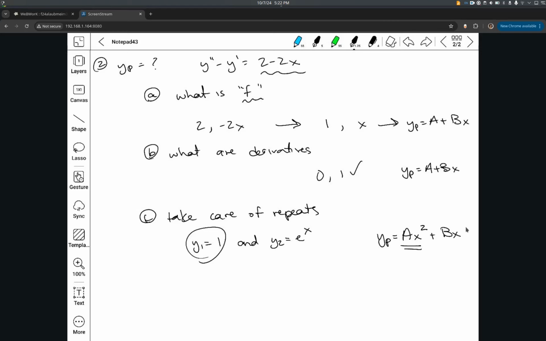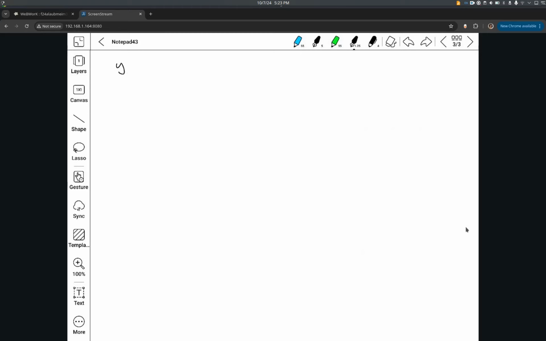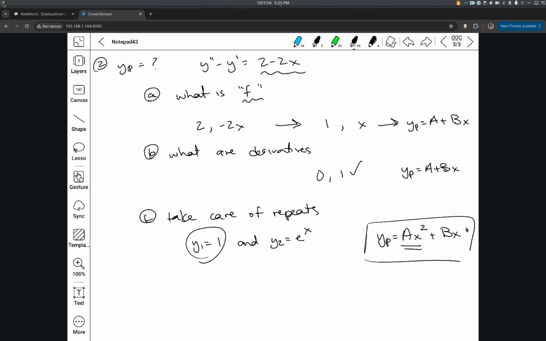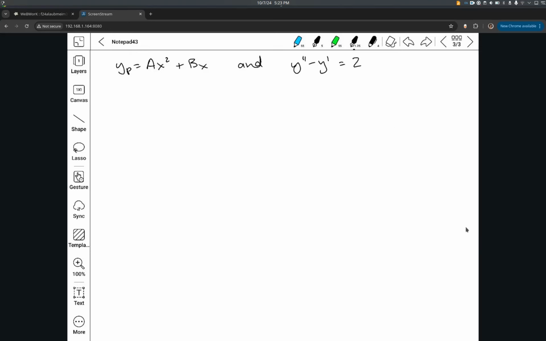And then this yp right here is going to be the one that we go forward with plugging into our differential equation to solve for a and b. So my yp is ax squared plus bx, and my equation is 2 minus 2x. So to plug this in, I'm going to need the derivatives.